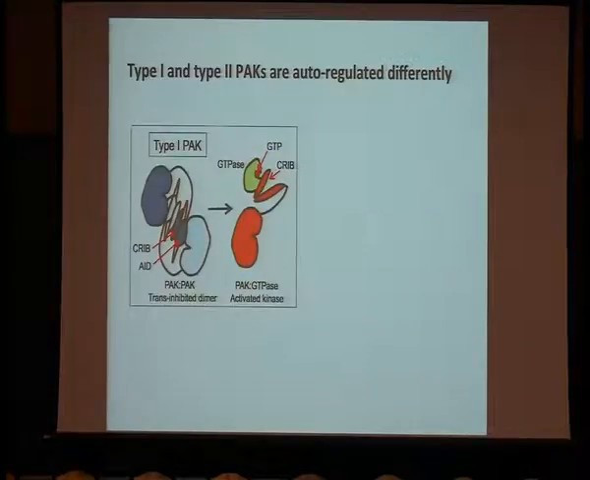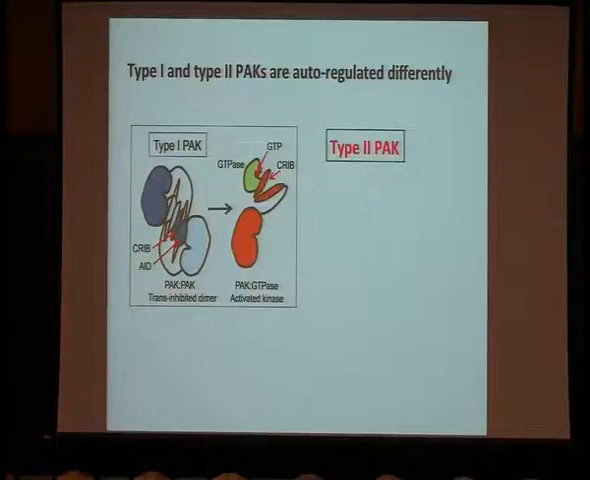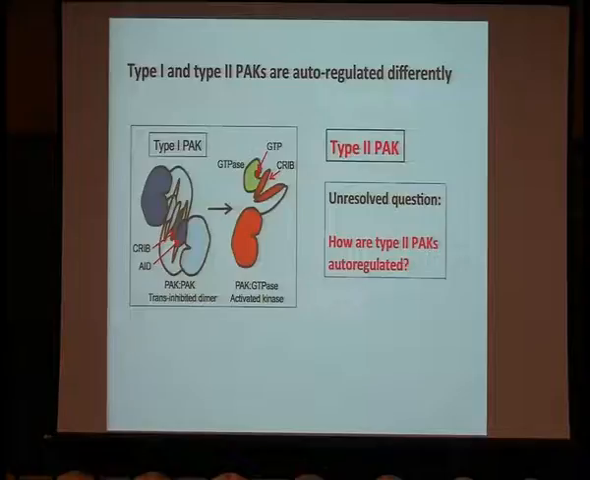And the regulation mechanism for type 1 PAKs is very well understood. There's a trans-inhibited dimer that becomes released on binding to the GTPase. GTPase binds the CRIB domain, releases the autoinhibitory domain, and you have an active kinase. Type 2 PAKs don't have that, and this is an unresolved question in the field. How are the type 2 PAKs autoregulated?